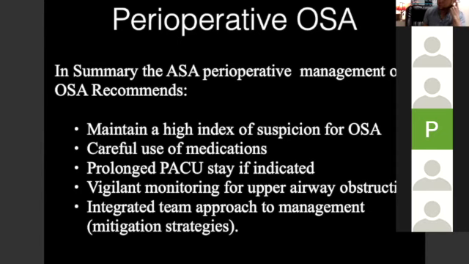We want to carefully use medications. So 0.5 milligrams of Dilaudid is equal to 3.5 milligrams of morphine. That is a good analgesic dose. Don't need to give 1 milligram to the patient who's at risk for OSA because remember, their AHI is high. It's going to be worse with that much opioid. So maybe a smaller dose.